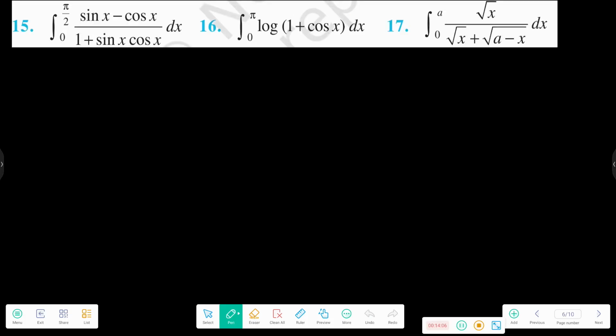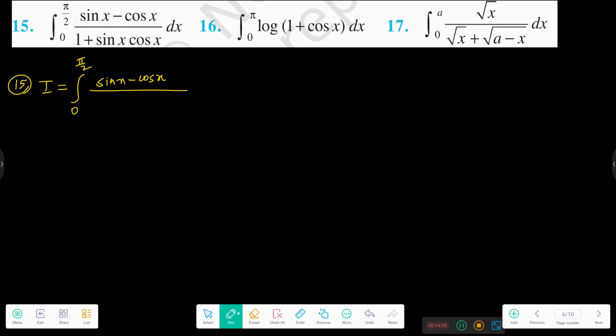Okay. Question number 15, let's start. I is equal to the integral from 0 to pi by 2 of (sin x minus cos x) whole divided by the format you can use. 1 means we can write sin square x by 2 plus cos square x by 2. 1 means sin square plus cos square you can write. This is like the 2ab format, but 2 is missing, right?